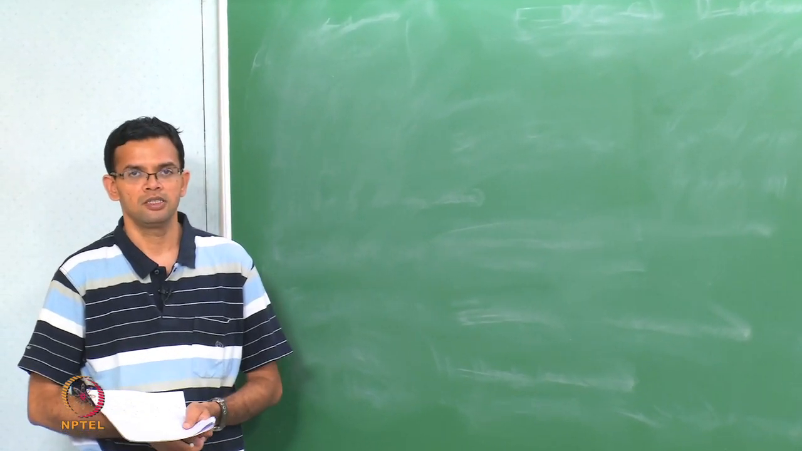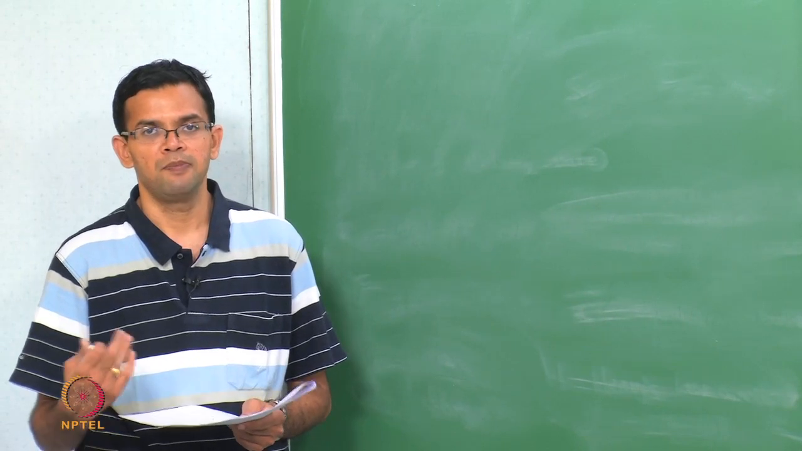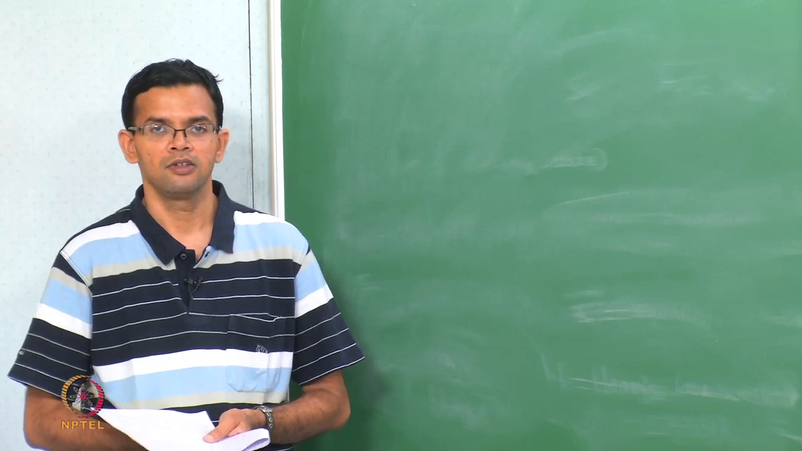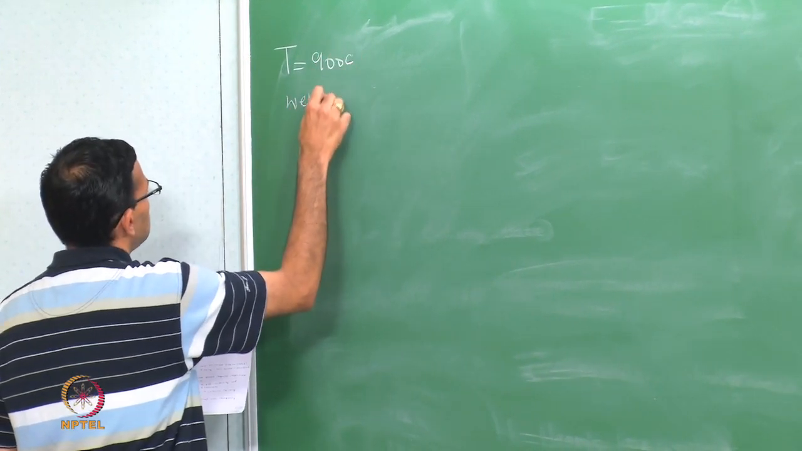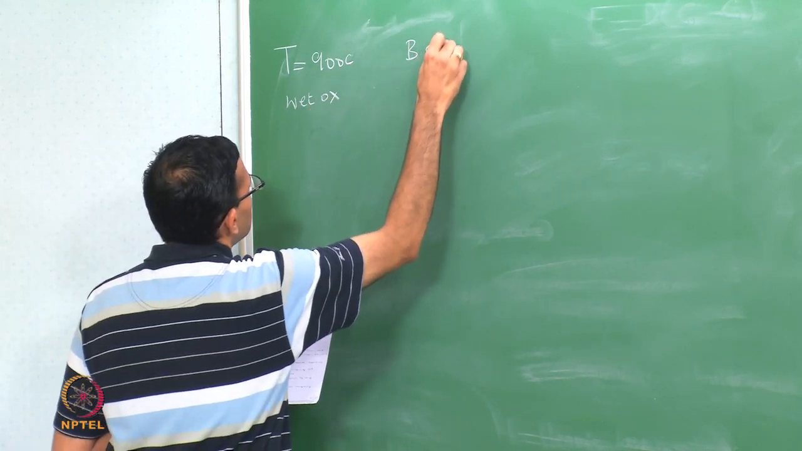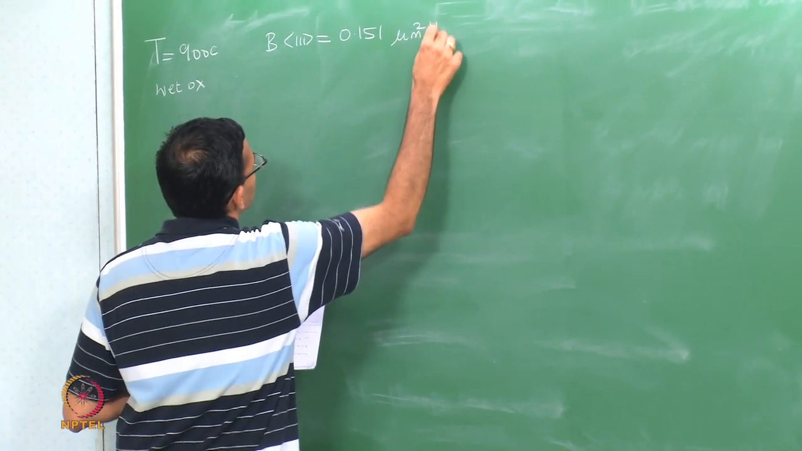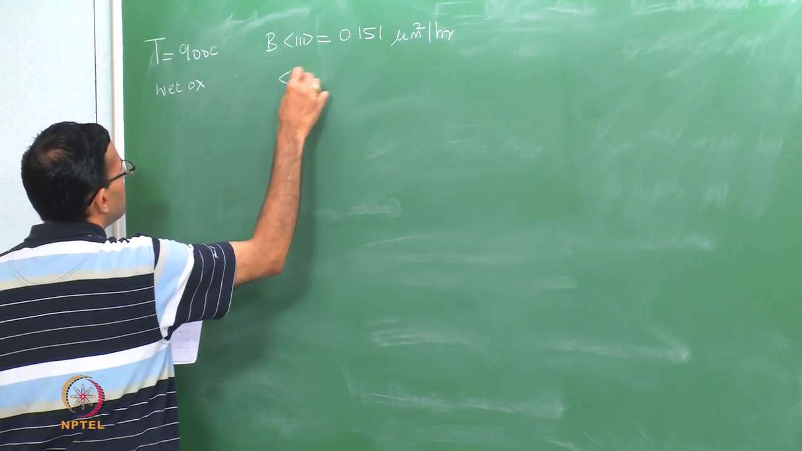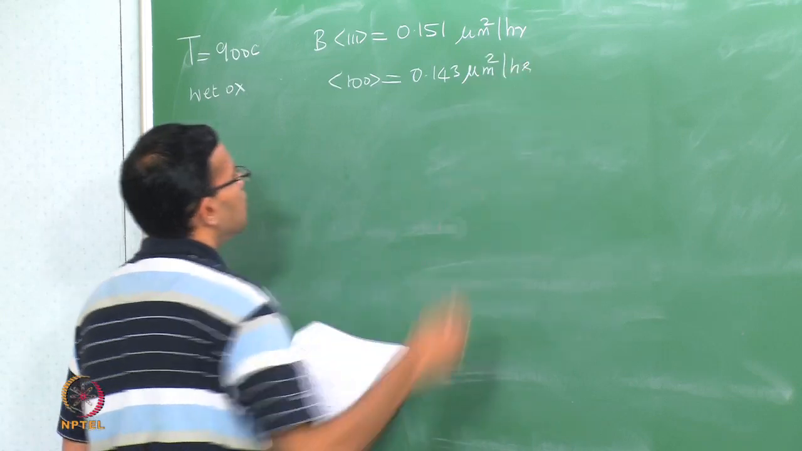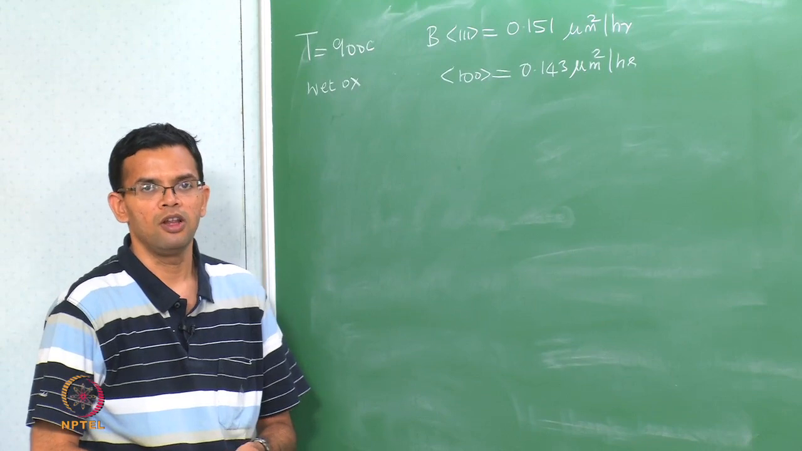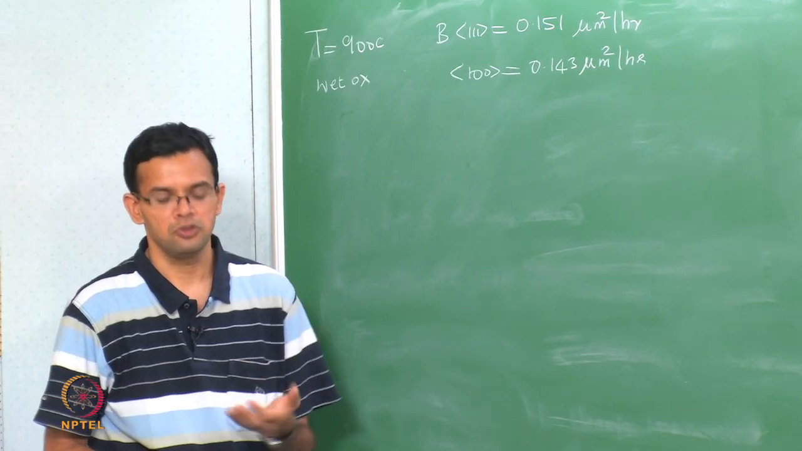The oxidation also depends upon the orientation of the silicon wafer. This is because, for example, if you look at silicon 111, usually the planar density is higher because there is more packing. So, there is actually a faster growth rate. Just to compare, at 900 degrees C for wet oxidation, the value of B, which is related to your diffusion coefficient, is 0.151 micrometers per hour for the 111 plane. For the 100 plane, it is lower, 0.143. With increase in temperature, this difference becomes smaller, but at lower temperature, there is always a significant difference in the growth depending upon the plane that is exposed to the surface.